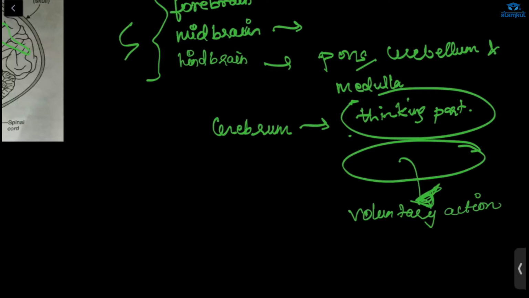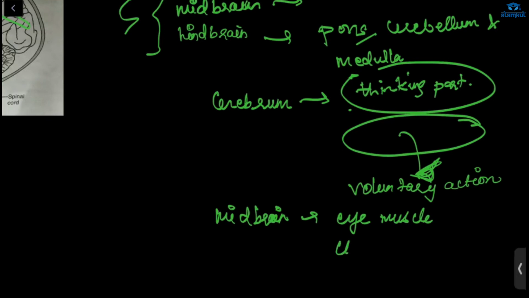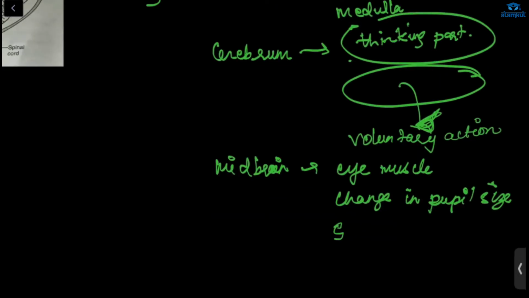Next we have the midbrain. This midbrain controls the reflex movement of eye muscles, the changes in pupil size that we have talked about, and also the shape of the eye lens, the reflex actions.